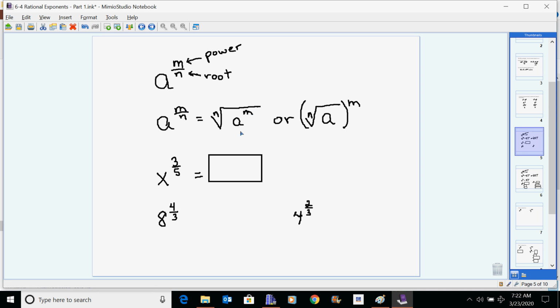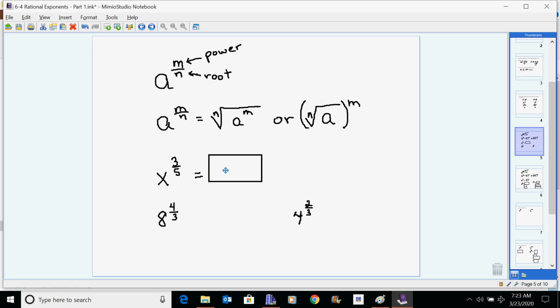Now, notice I have it in two different forms. Both of them have the index as being the denominator, but this form has the power being under the radical, and this one has the power being outside the radical. Both of these mean the exact same thing, but depending on which problem you have, one or the other might be the easiest to work with for solving.